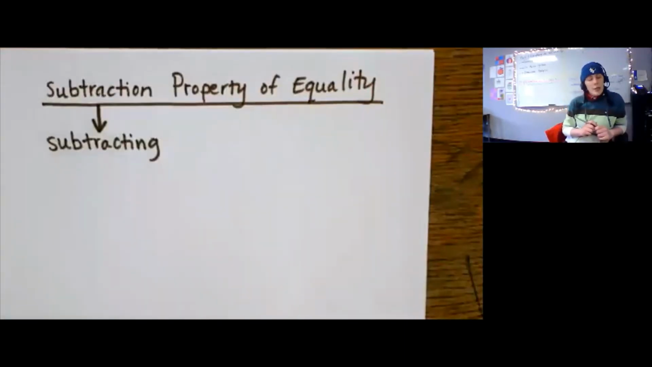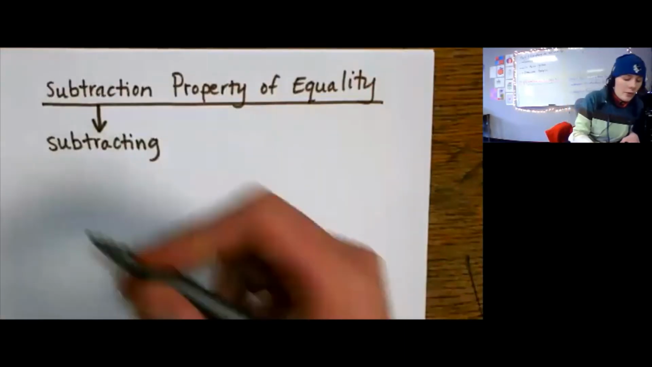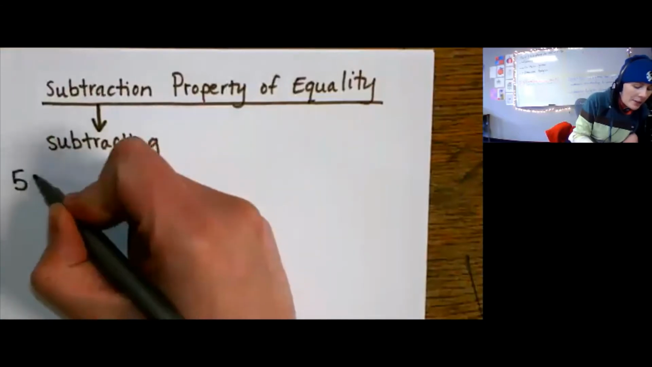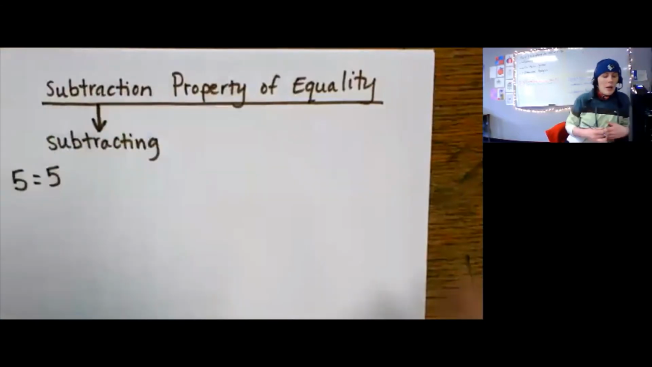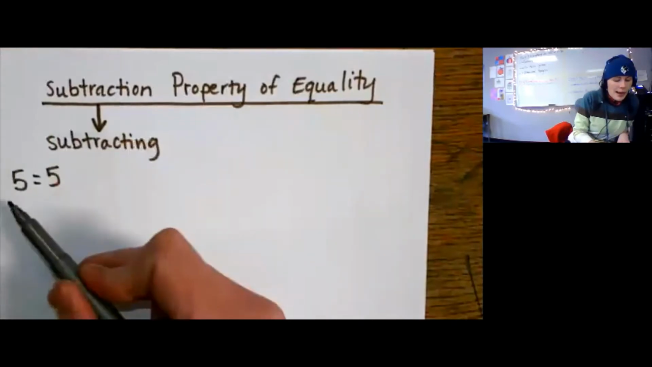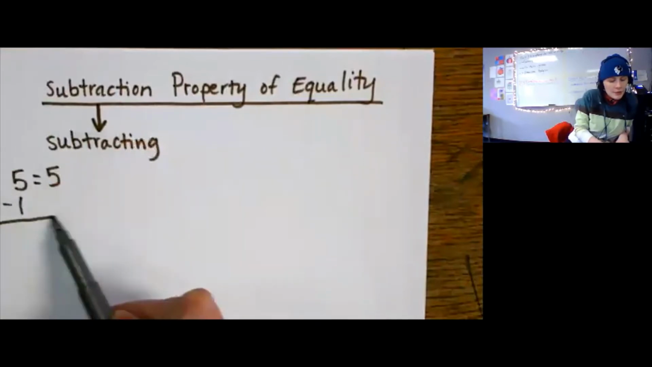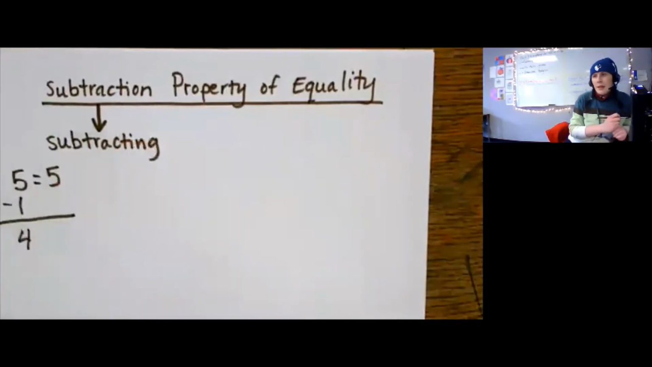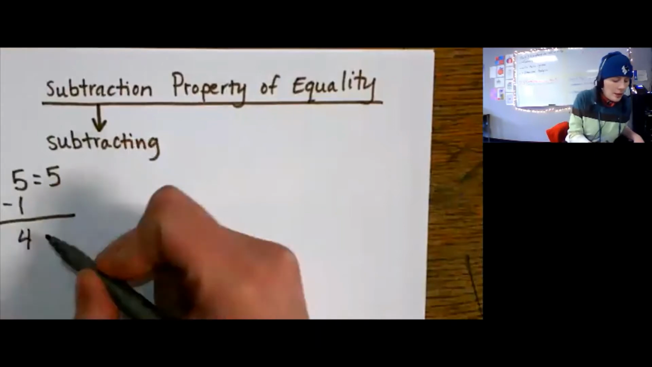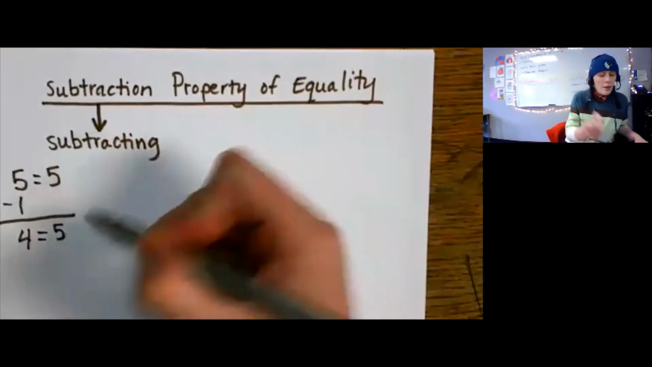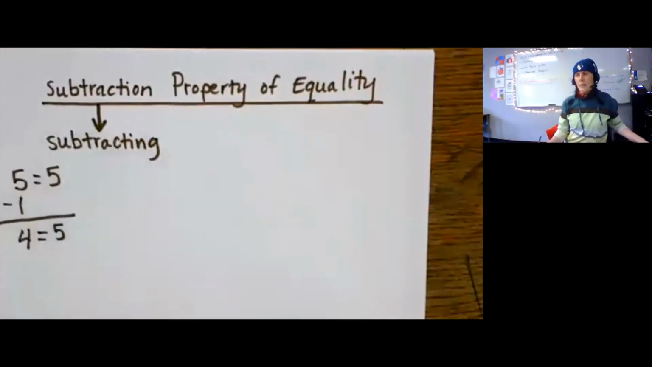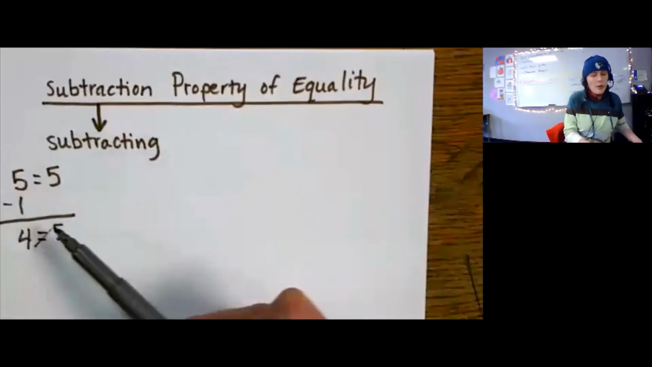To look at similar examples from the last video, we had done 5 equals 5, just to get a simple understanding of some sort of equation. If I subtract 1 from 5, I get 4. If I do not use my rule and subtract on both sides of the equation, it would look something like this. 4 equals 5. And we know that's not true. 4 does not equal 5.